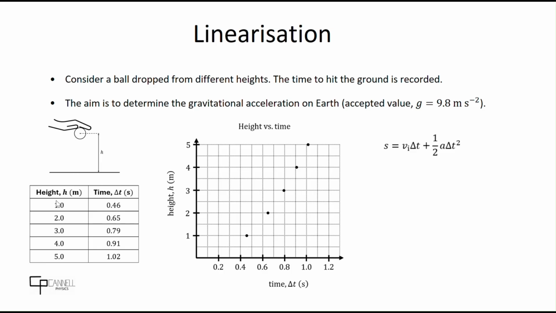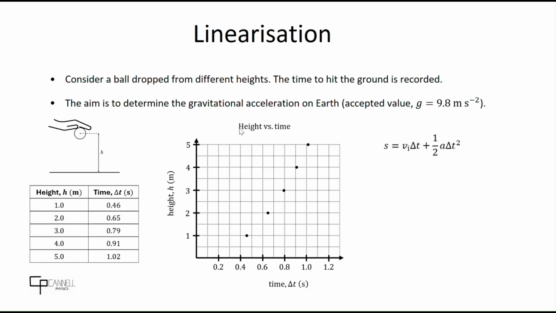So here's the data. When the ball is dropped from 1 meter high, it takes 0.46 seconds to reach the ground, 2 meters, 0.65 seconds, etc., etc. So naturally, as you'd expect, as the drop height increases, so does the time to hit the ground. So what we've done here is, on this graph, we have graphed height on the vertical axis, time on the horizontal axis, and you can see the 5 data points here plotted from the table on the left here.